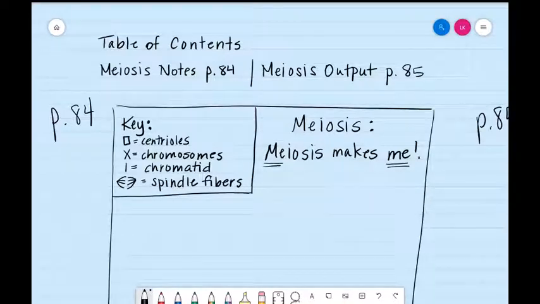And then over here is going to be sort of a title with also a little mnemonic for how to remember the difference between mitosis and meiosis. Specifically that meiosis makes me, and you'll see M-E in the front of the word. It's just a good way to remember it. This has to do with sexual reproduction and not asexual, so it's a helpful tip.